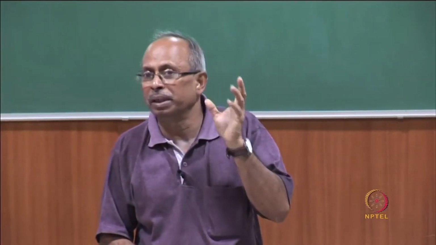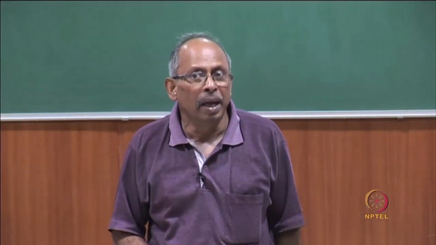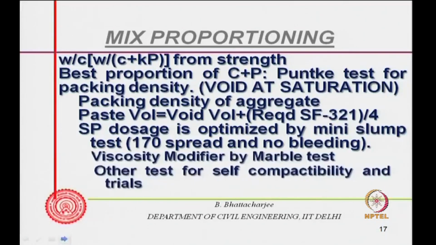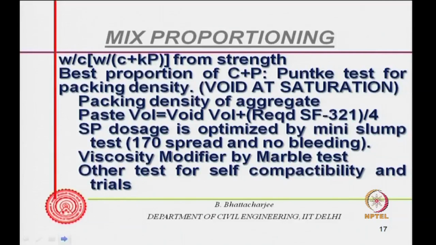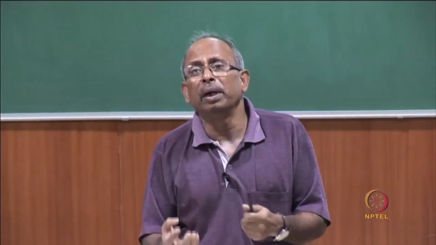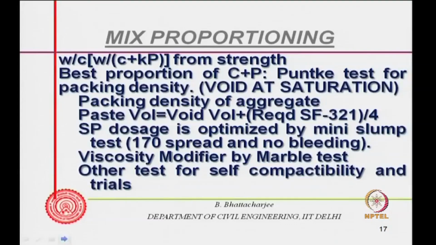And when we talked of admixtures, we talked about this viscosity modifying agent. So, you might use them. Now, how much quantity you want to use, or whether you want to use it at all, you can find out from a test called the marble test. There are other tests for self compactability, such as the U tube test etc., which you can do in addition, and then of course you have to do trials to see that it is self compacting. Laboratory to laboratory they will select the test, but this is a guideline one can use for mix proportioning as a simple way.